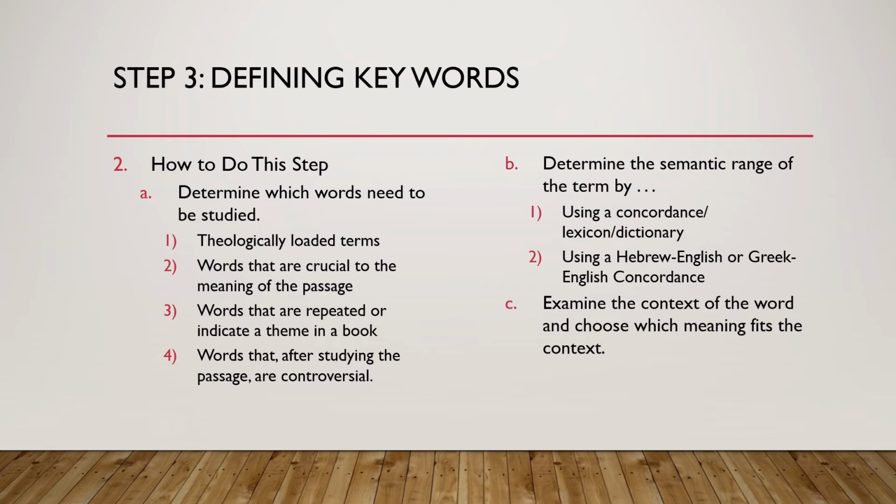C, examine the context of the word and then choose which meaning fits the context. So let's just say we had the word hand in our passage, and we know that we can use the word hand at least 10 different ways. Well, guess what? I need to look at the context of my passage and then determine which usage the author is choosing to be able to understand what hand means in my context. And so don't commit the illegitimate totality transfer, the semantic transfer fallacy. Don't take all the meanings. Don't pick the meaning that you want. Pick the meaning that best fits the context. That's really the issue of what we're trying to do.